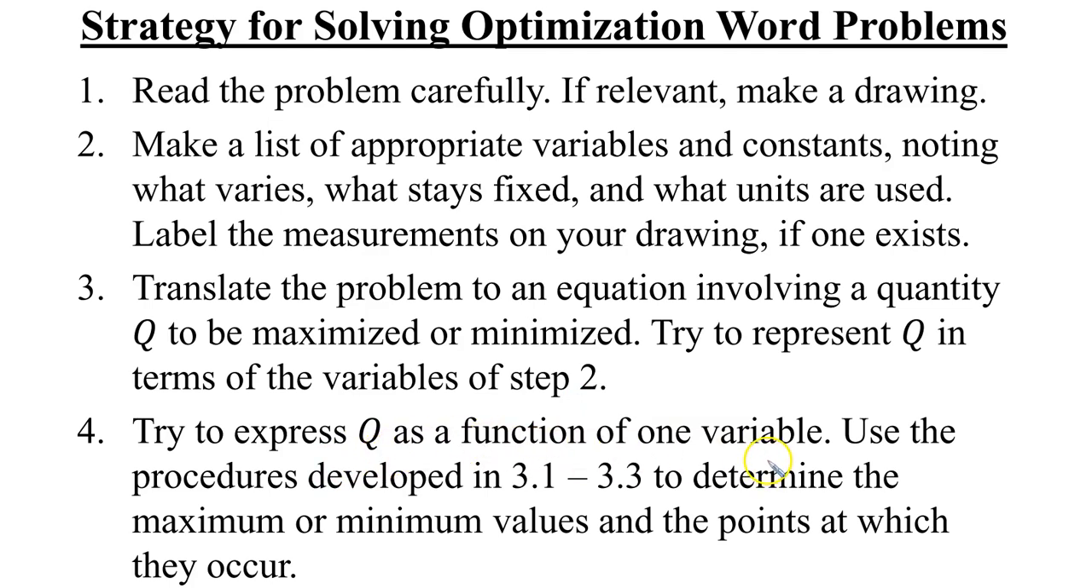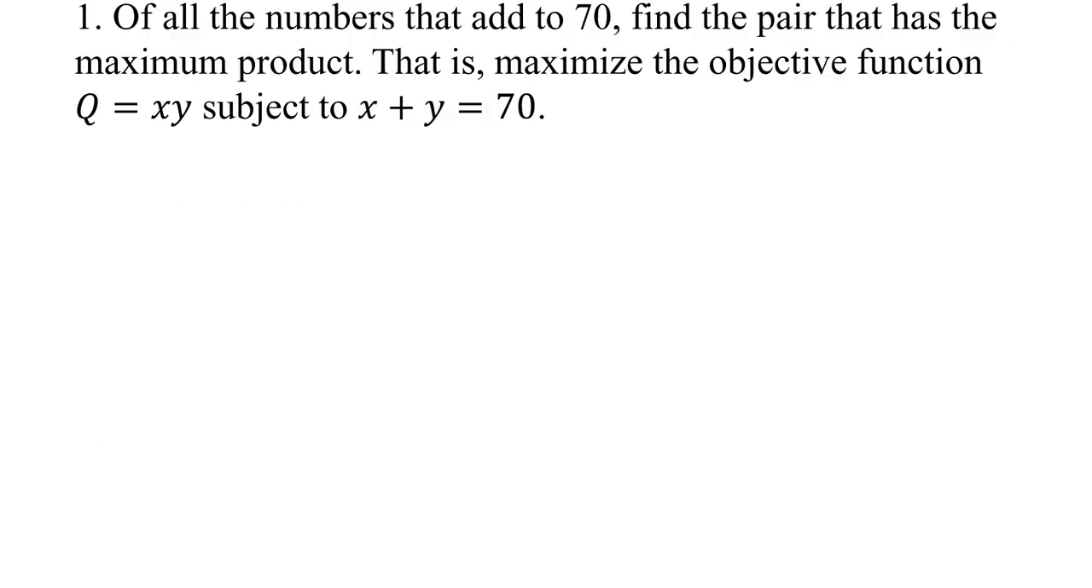And then we'll be finding a derivative, setting it equal to 0. Same kind of things we've done in the first 3 sections of this chapter. So as I told my class the other day, if all else fails, once you get a function, find the derivative, set it equal to 0, and see what else happens. So at least it's a good jumping off point. So let's start with problem number 1. The problem says, of all the numbers that add to 70, find the pair that has the maximum product.